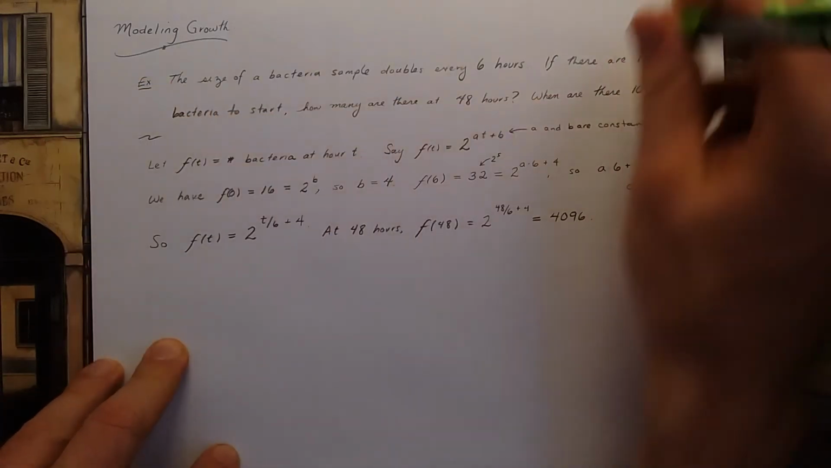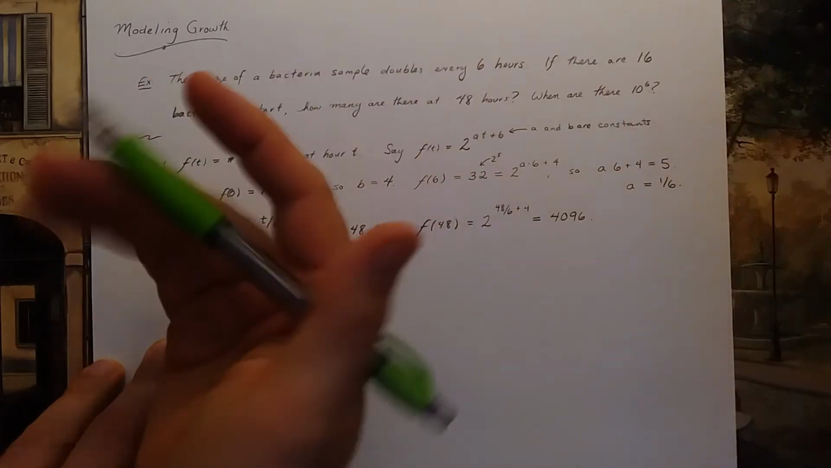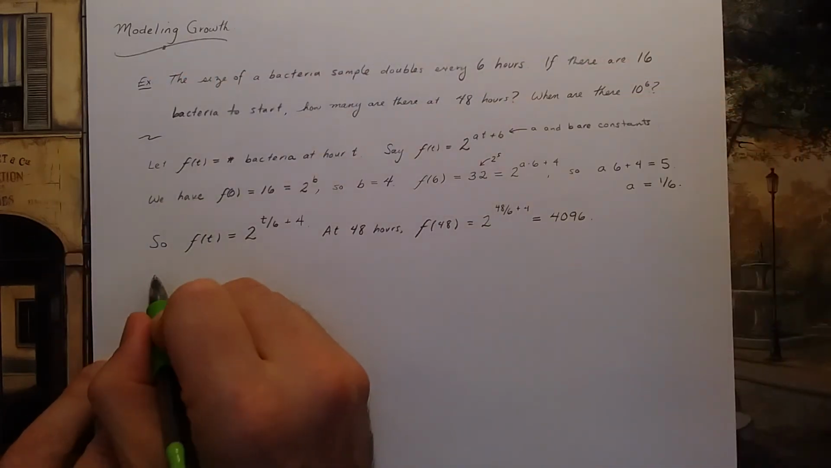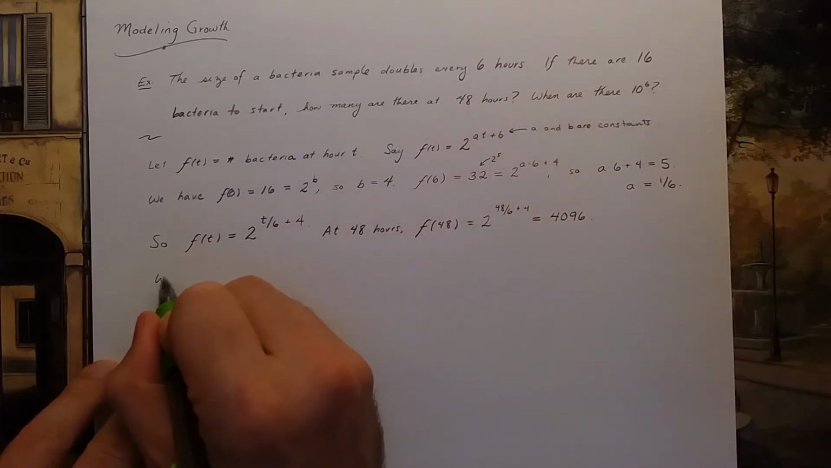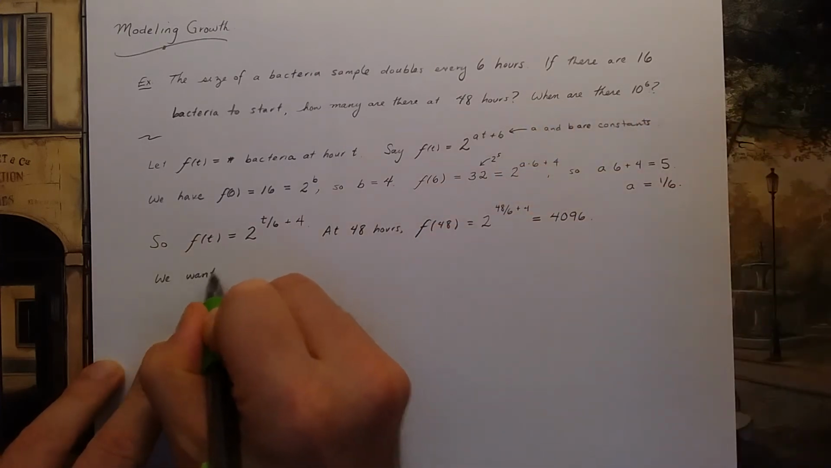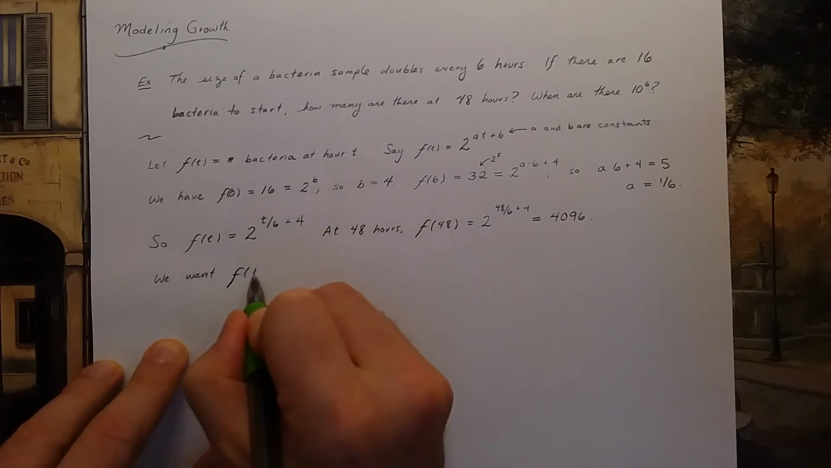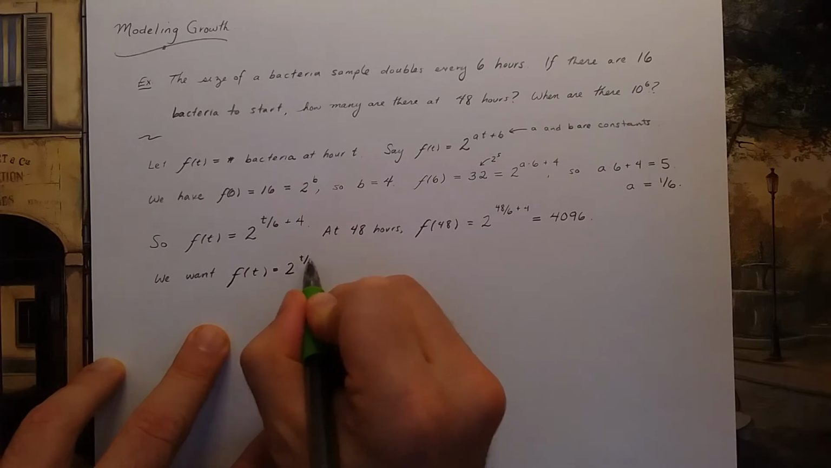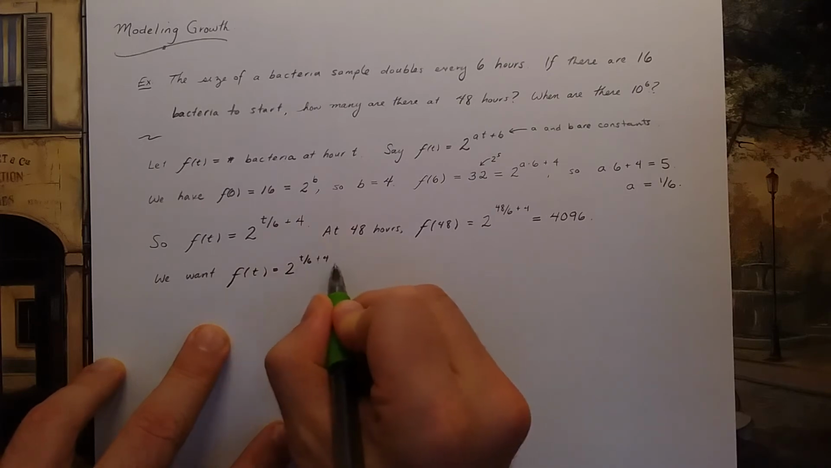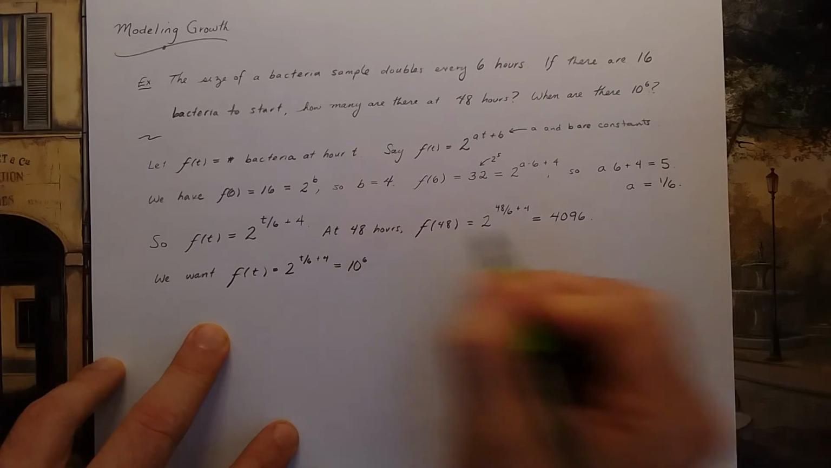As we've been discussing repeatedly, exponential growth is extreme. It grows very fast. To find the answer of when there are 1 million, we want f of t, which we now know is 2 to the t over 6 plus 4, to equal 10 to the 6th.